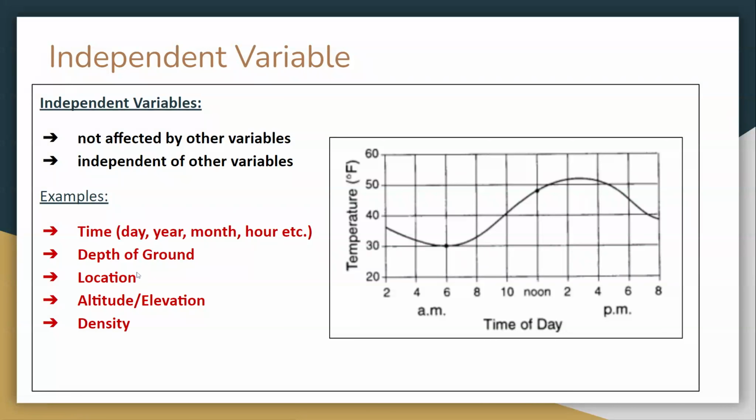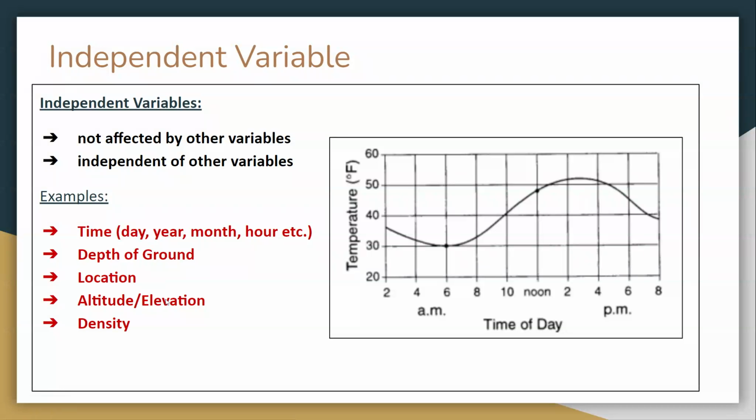Locations aren't affected by other variables, but things may be affected based on the location. For instance, climate can be different based on different locations, but locations aren't different because of climate.